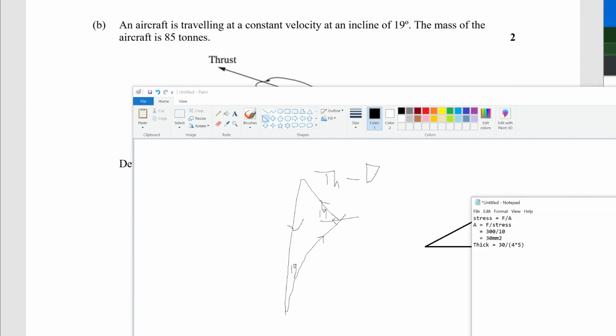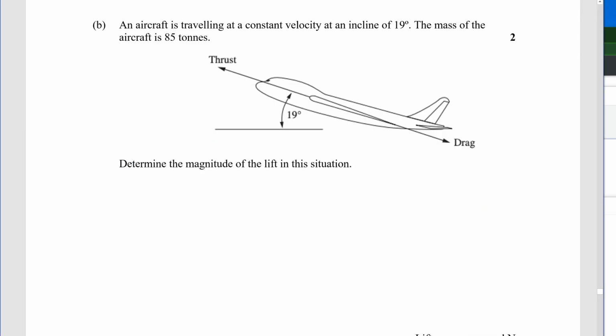So let's, okay, our mass is 85 tons, so it's 85 times 1,000 times another 10 for gravity, which gives us that. Okay, excuse me. So, determine the lift. Oh, easy question. I can't believe I made that 2 marks. That's a very easy question. I was feeling very generous on that day.